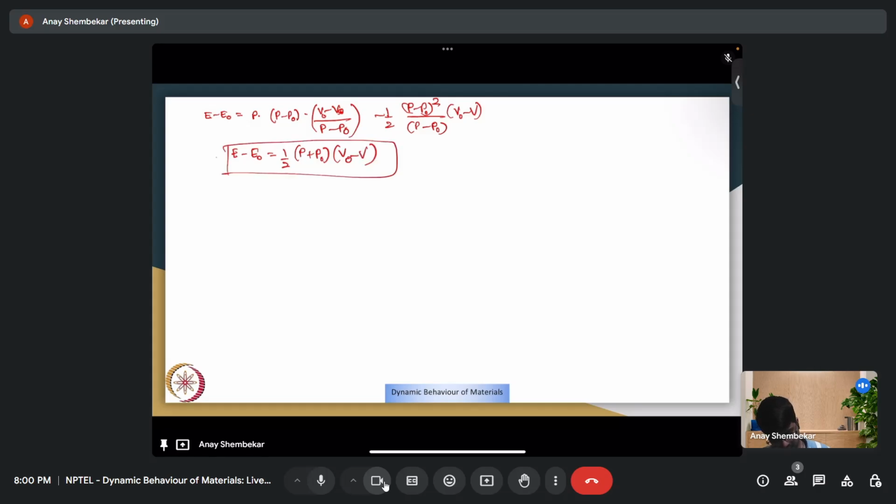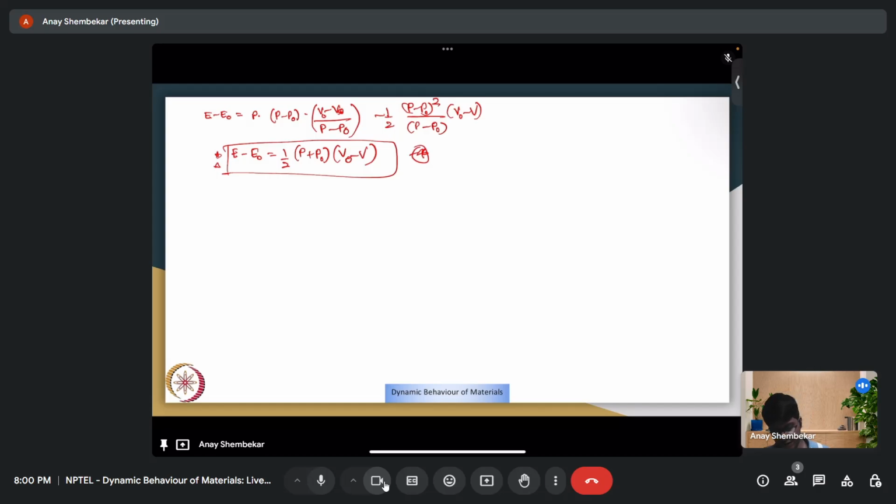So this is the more common form of the conservation of energy equation. So as mentioned, we still have a locus which is two dimensional.